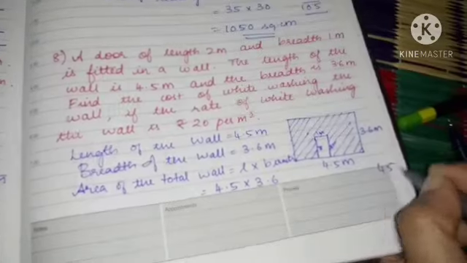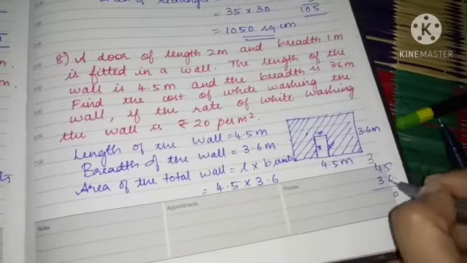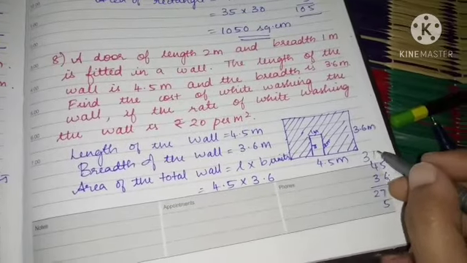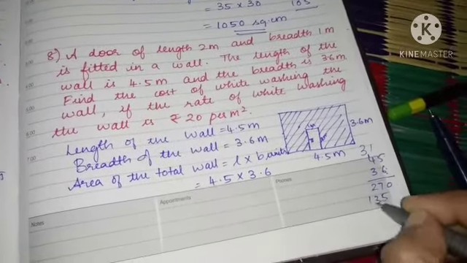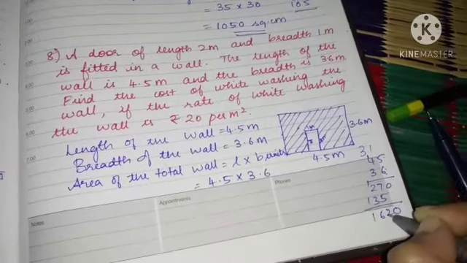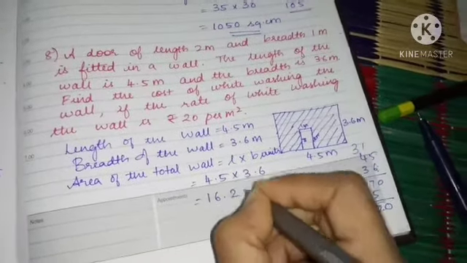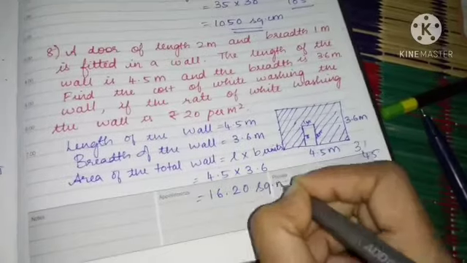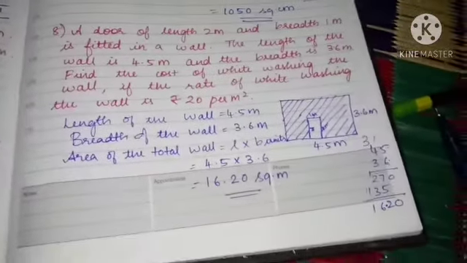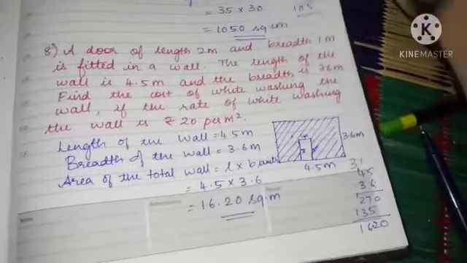So I am just multiplying 45 into 36. 6 5s are 30, 6 4s are 24, 27. 5 3s are 15, 4 3s are 12, 13. So 16.20 square meter is the total area of this wall.